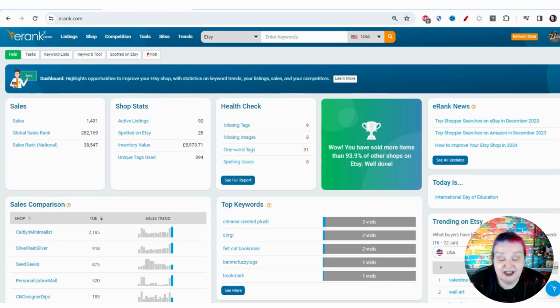I am not going to lie, last year was terrible in my Etsy shop, so I'm going to try and turn it around. And the first thing to do is a little bit of keyword research.